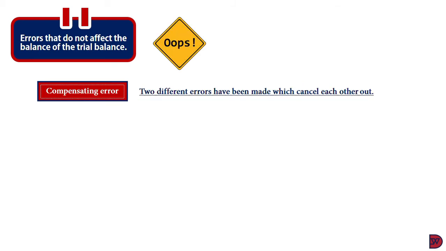Compensating error is when two different errors have been made which cancel out each other. So, for example, a payment for telephone of $5,000 has been debited to the telephone account as $500, meaning there has been an understatement of $4,500. At the same time, a casting error on the sales account results in the sales being understated by $4,500. So here, a debit and a credit entry go down by the same amount.